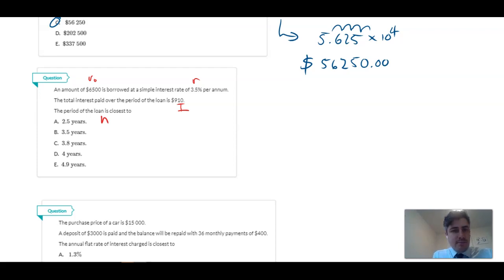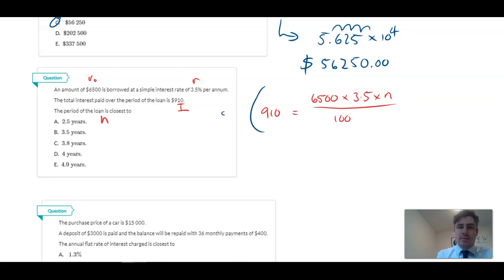So once again, we put out the formula with the substitution. So that's our V0 is equal to, interest is 910. V0 is 6500 times rate of 3.5 times n, unknown, over 100. And once again, solve that for n.